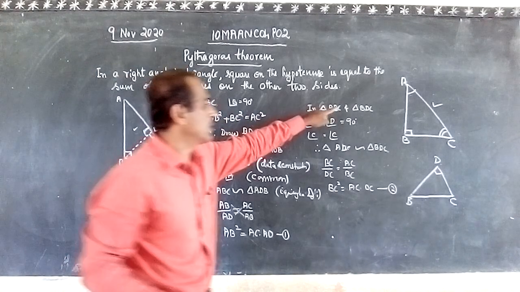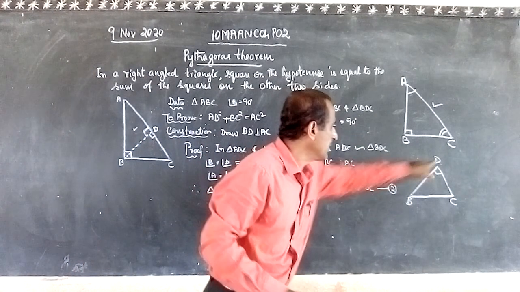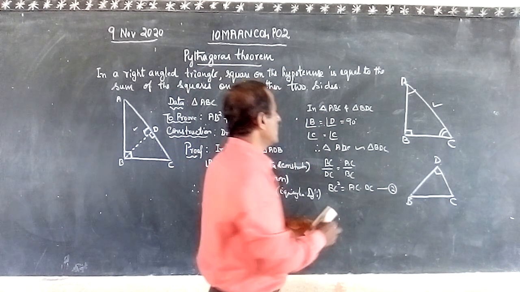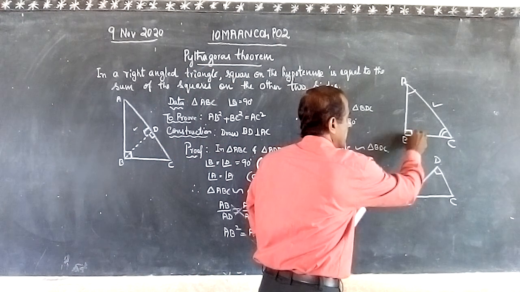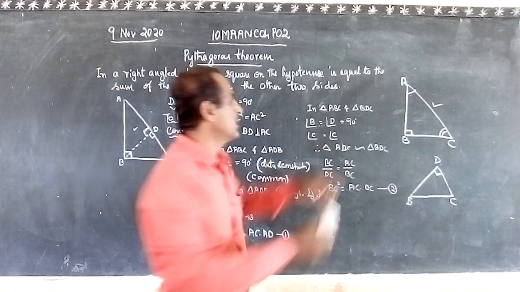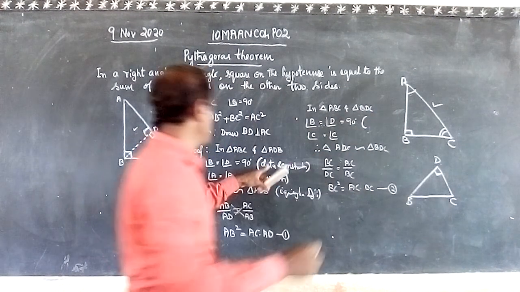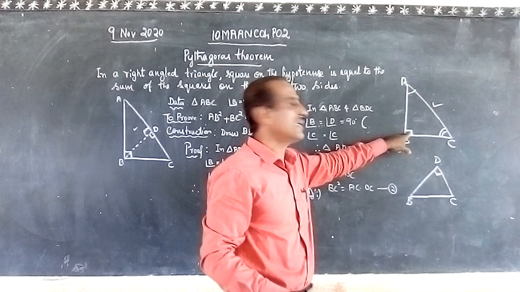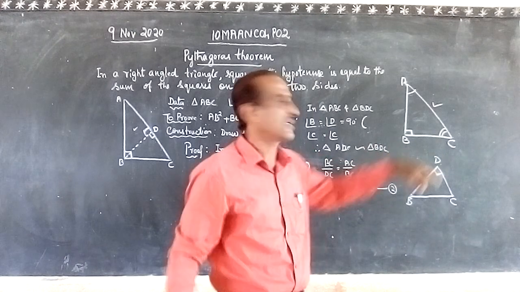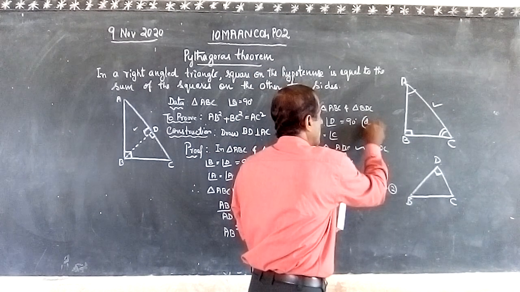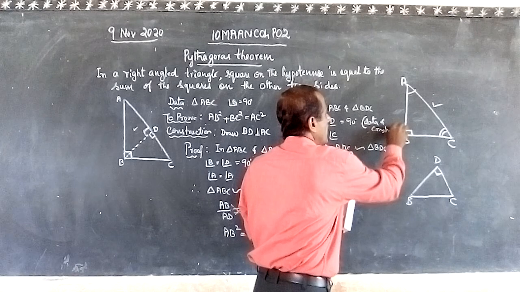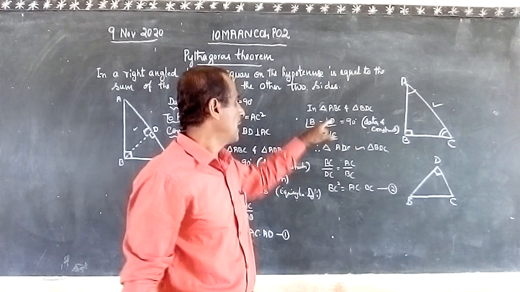See, in triangles ABC and BDC, angle B is equal to angle D. Angle B is 90 degrees. Angle D is also 90 degrees. Why? Angle B is equal to 90 degrees, it is given in the data. Angle D is equal to 90 degrees, you have constructed it. Therefore, according to data and construction, we can say angle B is equal to angle D.